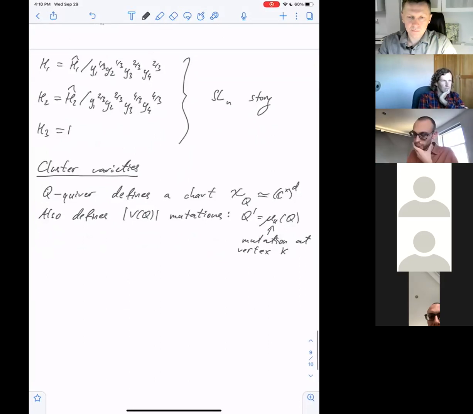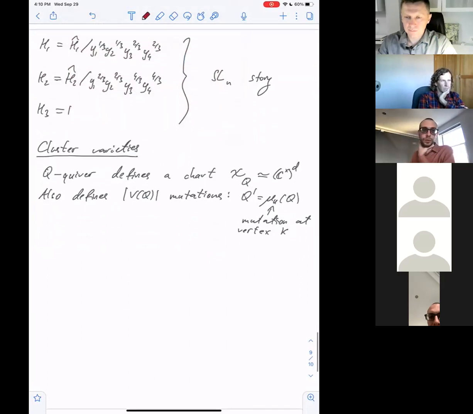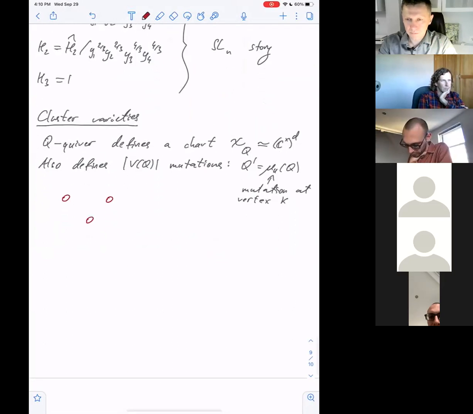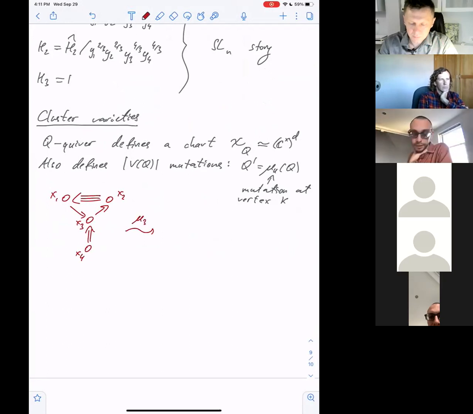Now, how does this work? Well, from the pictures we've seen, we know exactly what combinatorial rule to expect. Let me just draw that once again. So let's say we start from a quiver like this. Now let's call this x1, x2, x3, and x4. And then we mutate at, let's say, vertex 3 again.